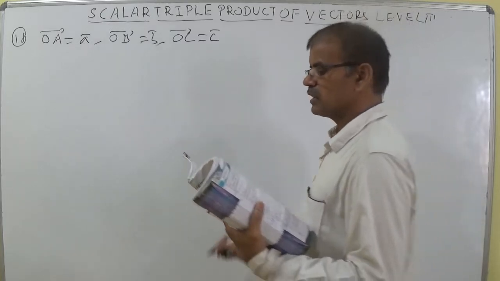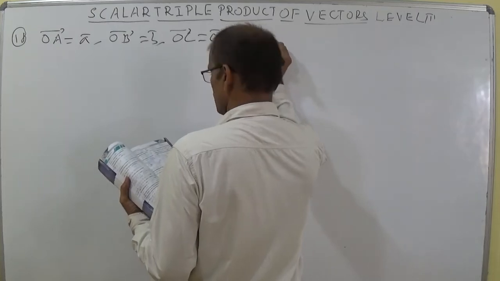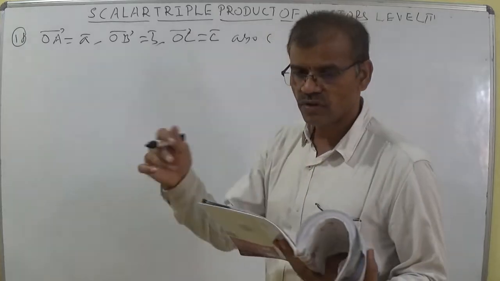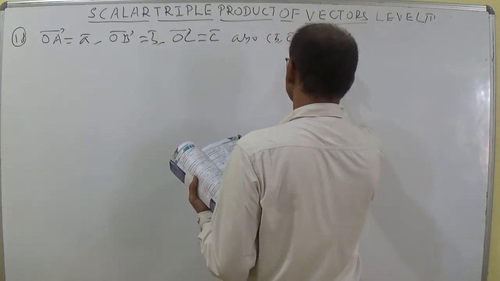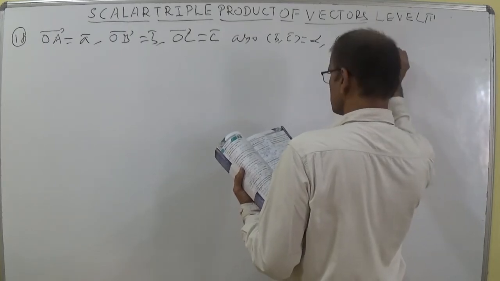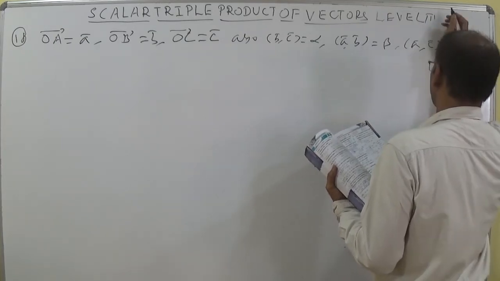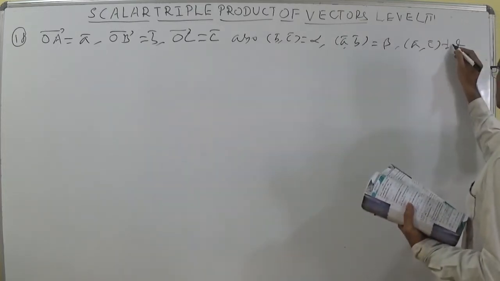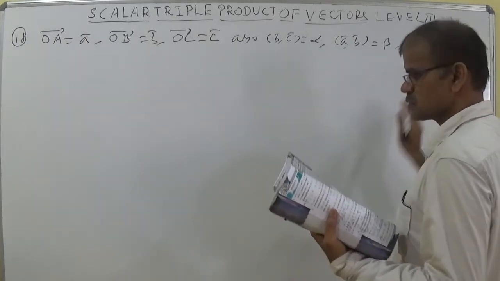And alpha, beta, gamma are the inclinations. This is important. Alpha, beta, gamma are the inclinations between the vectors. B, C angle is alpha. Next, A, B angle is beta. And A, C angle is gamma. The general notation is AB angle alpha, BC angle beta, AC angle gamma, but he changed it to BC angle alpha, AB angle beta and AC angle gamma. It's okay.